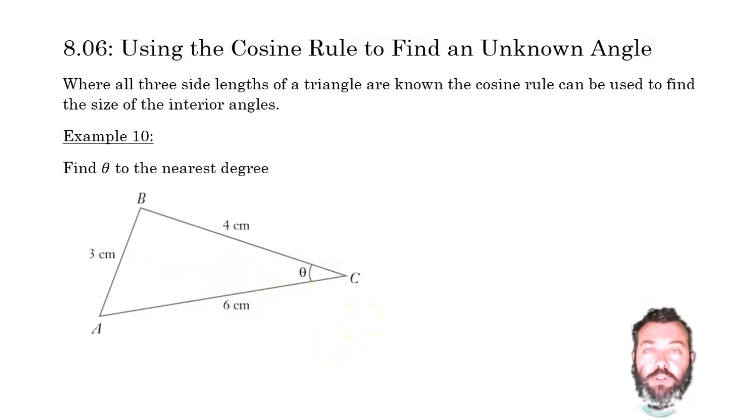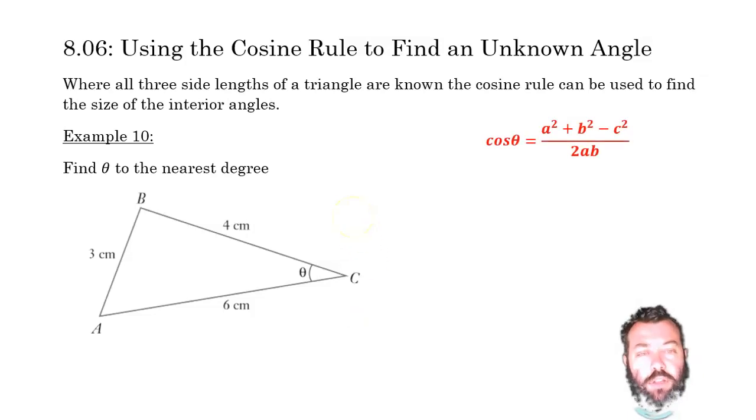Now, cosine rule, c squared equals a squared plus b squared minus 2ab cos C. I can rearrange that, change it around so that cos theta is the subject, and I get a squared plus b squared minus c squared over 2ab. Again, don't get too wrapped up with memorizing that formula. You can expect to get that on a formula sheet.